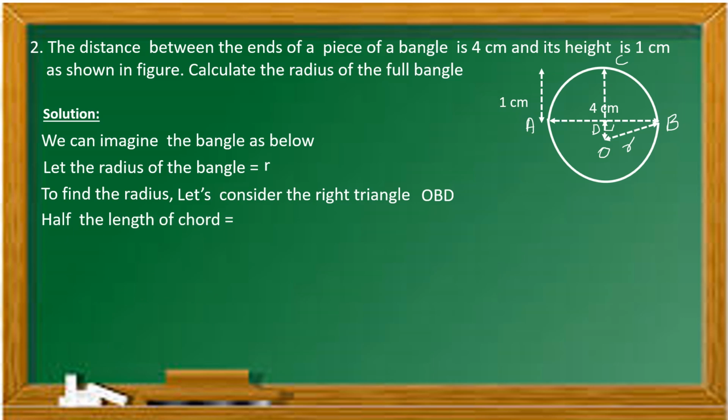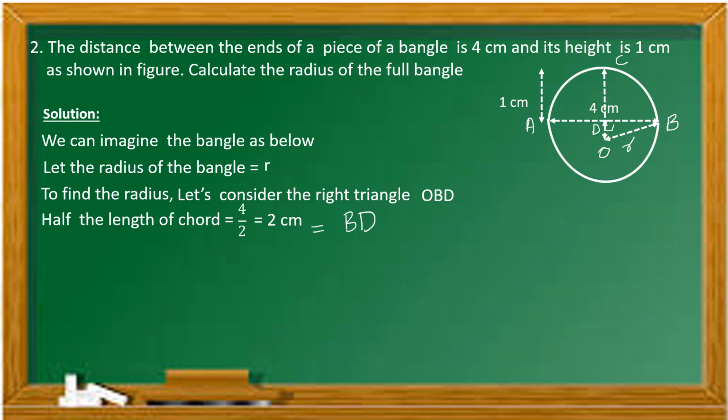Half the length of chord. What is half the length of chord? That is BD, isn't it? BD or AD, and that is 4 by 2. That is equal to 2 cm. You can write that as BD also. Okay. What do you know next?